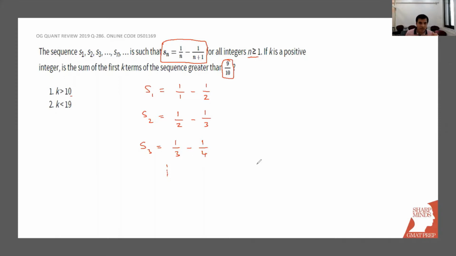So let's see what will happen if we go all the way up to k = 11. In fact, the last term, let's just write it down first, S11, will by definition be 1 over 11 minus 1 over 12. And then we will start to add up all of these.